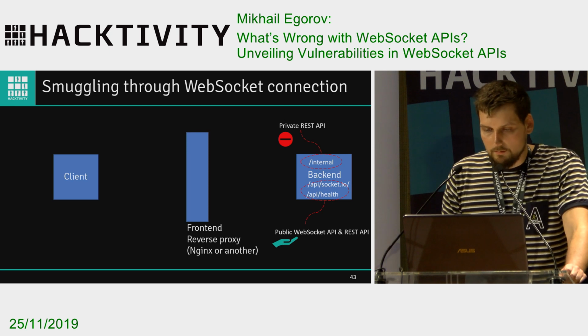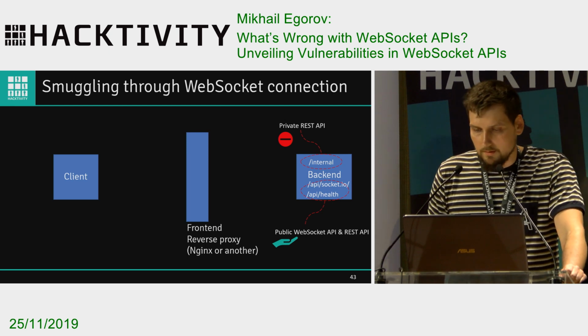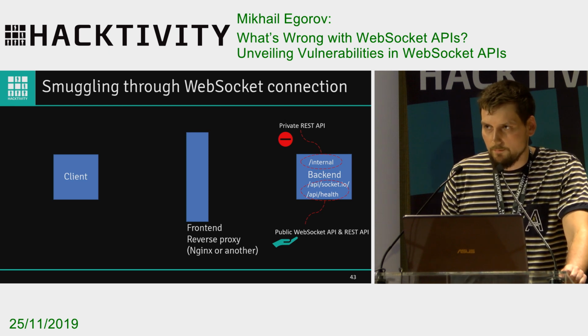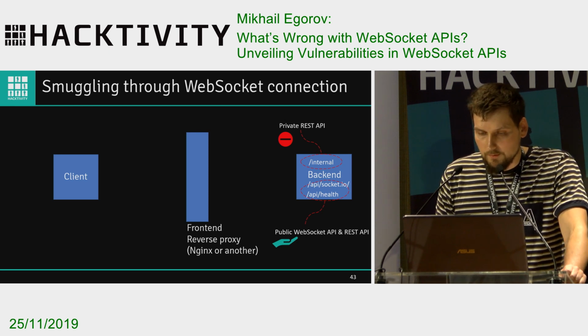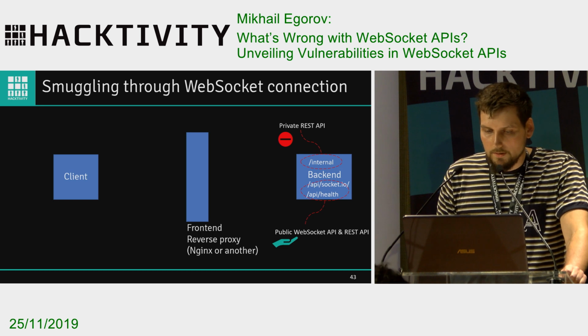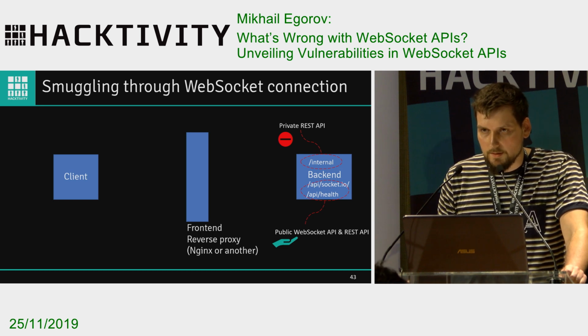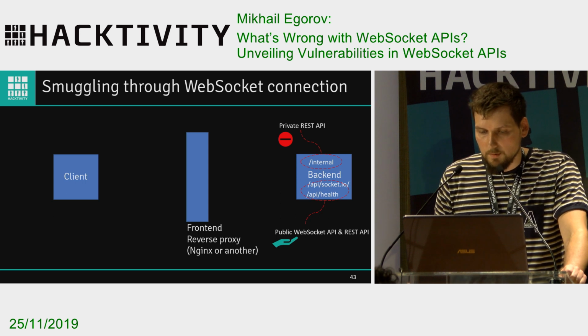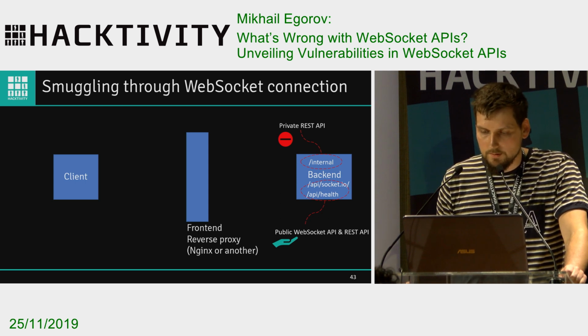There are many reverse proxies like Nginx that check a response for upgrade requests they receive from the backend. For such proxies, the previous attack does not work. So let's look at another scenario. We have a private REST API inaccessible from outside, and now we have a public WebSocket API and a public REST API. The client invokes the public API via Nginx, which is used as a reverse proxy.